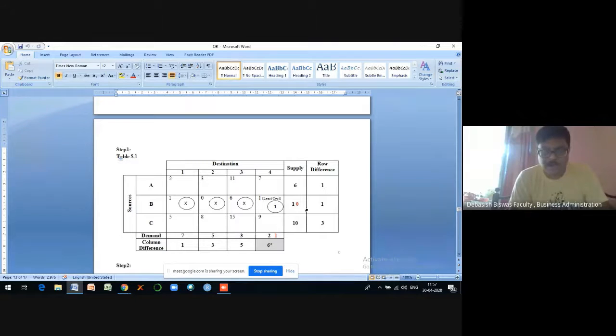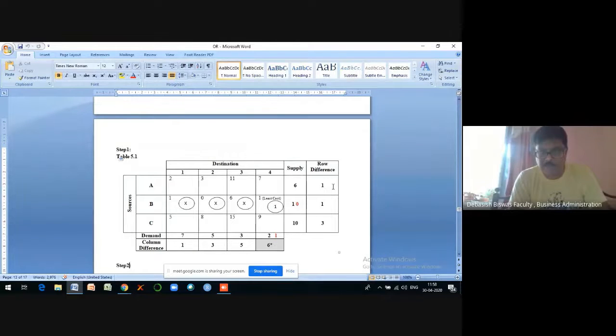So in the next table, we will consider this row, this row. But in the case of the columns, obviously the first column, because demand is there, we will consider. In the second column, we will consider only 3 and 8 because here it is given a cross mark. In the third column, we will consider only 11 and 15, not 6, because we have already given a cross mark. And here we will consider all, right?